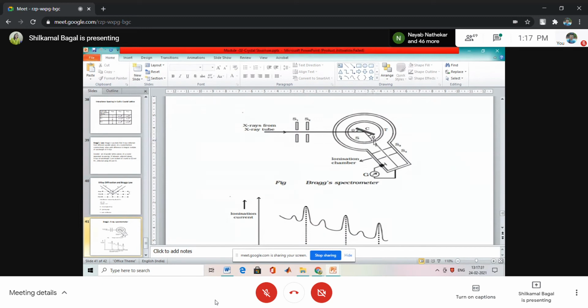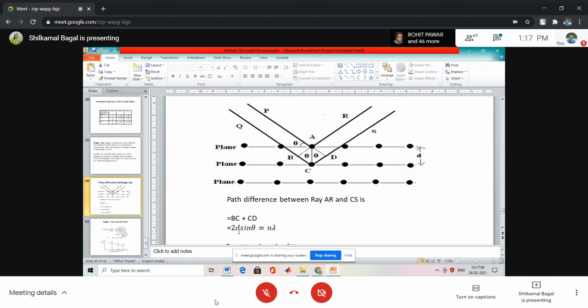2d sin theta equal to n lambda is the condition of maxima. So consider the path difference 2d sin theta. Now for a given crystal, d will be constant. In a particular crystalline solid, the distance between two successive planes, that is the distance between two adjacent atoms, remains the same; it never changes. That is the characteristic of that crystal. So d will remain the same in 2d sin theta.